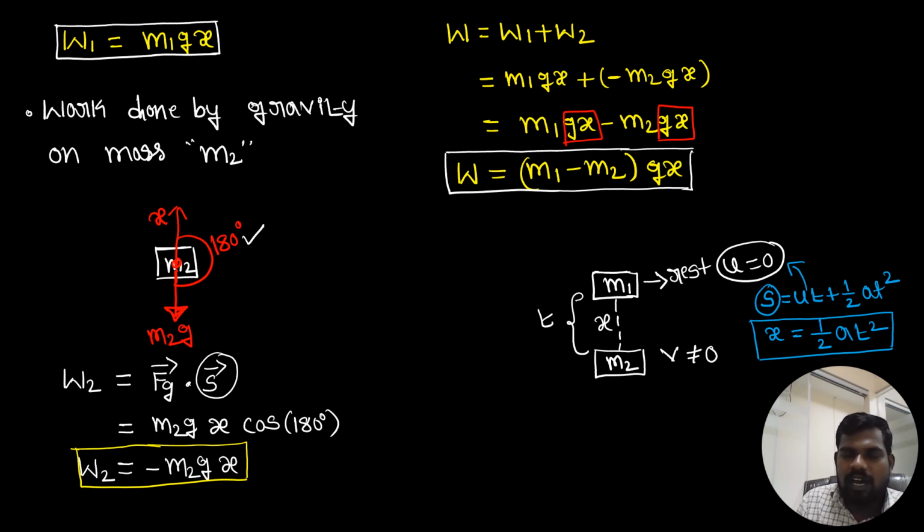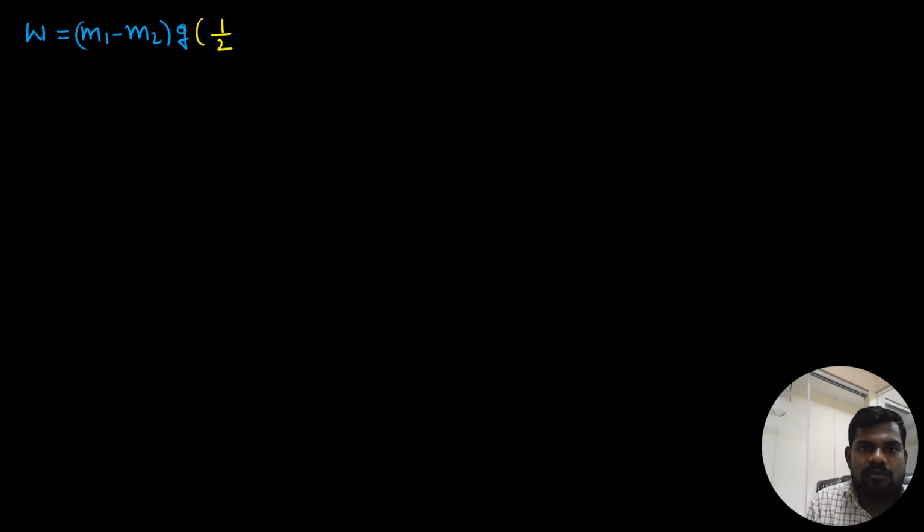Now I am substituting this x value in the work done concept. Here the work done W is equal to m1 minus m2 into g, and here x will come. x is what I found, 1 by 2 a into t square. Here, what is a? a is the acceleration of the block. When m1 is coming downward, the body has acceleration.